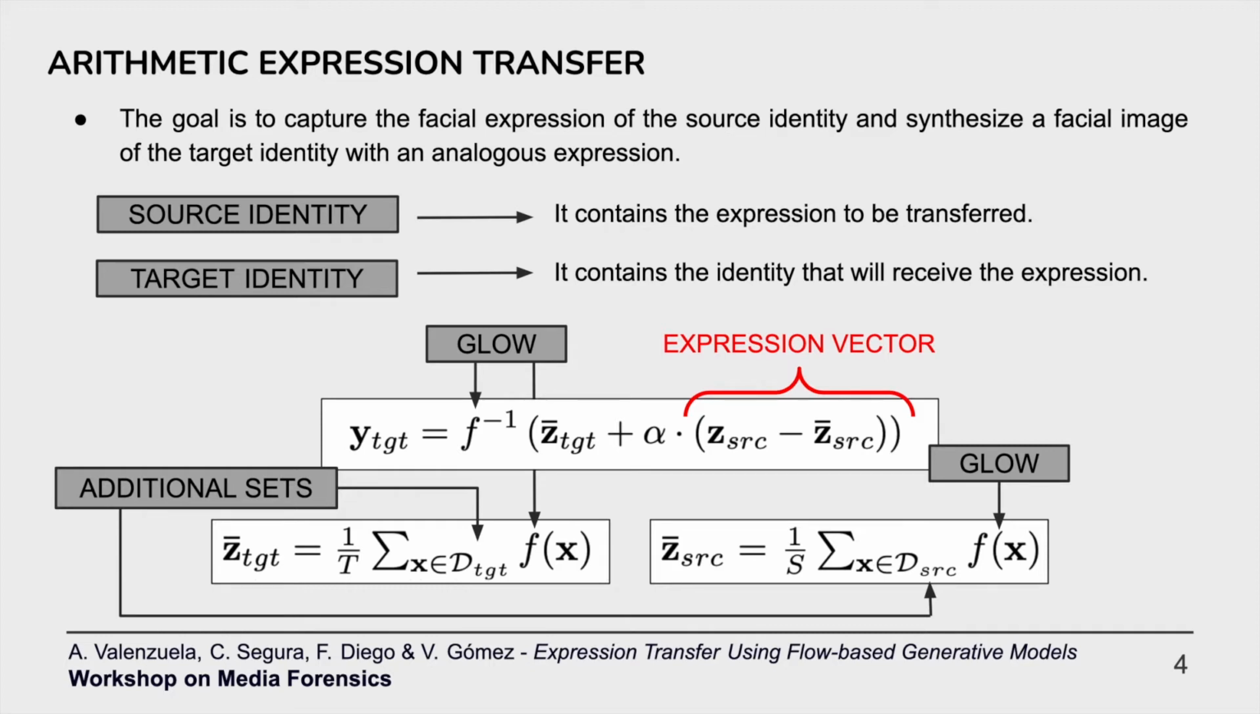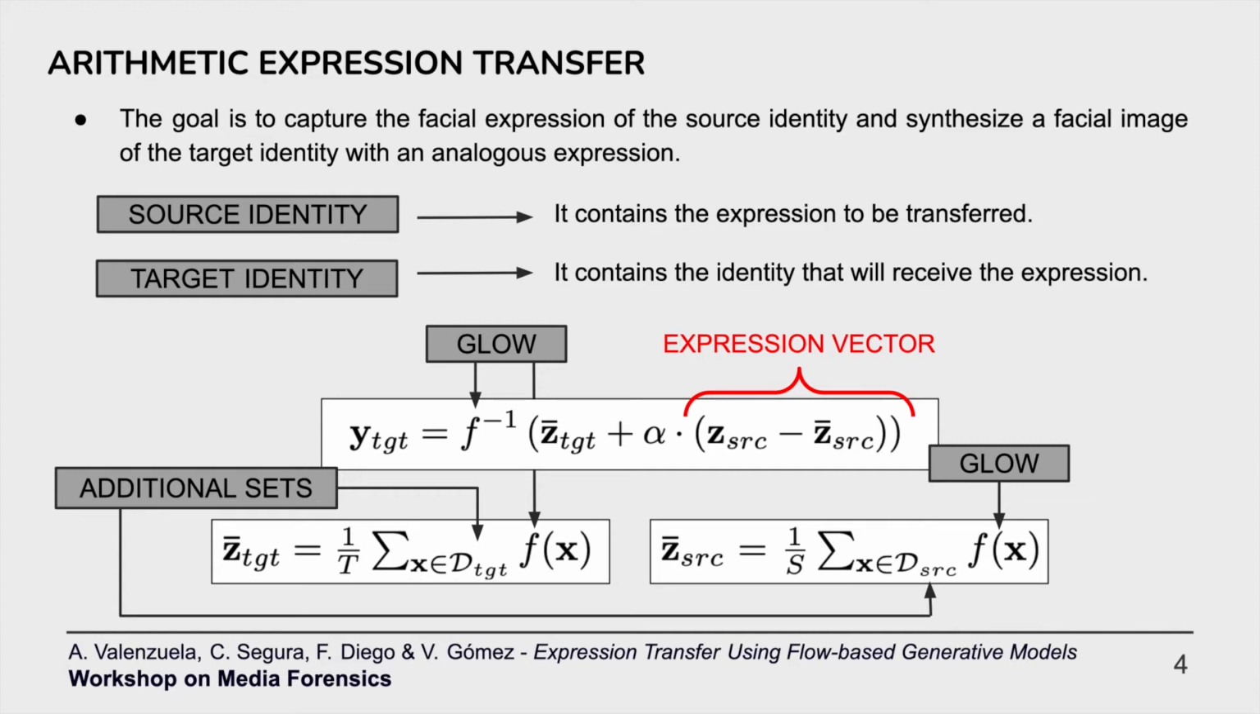That is, we take the latent representation of the source identity, which is this component here, and subtract an average latent representation of this same identity, averaged over the small sets. This gives us an expression vector that we add to the average latent representation of the target identity after rescaling it by a factor alpha that controls the size of the expression transfer.